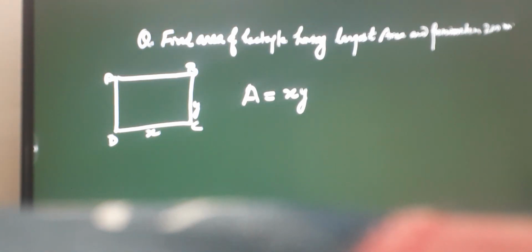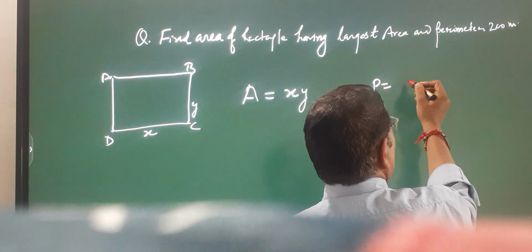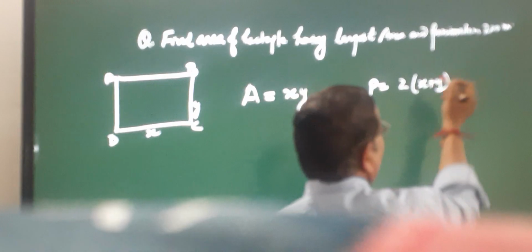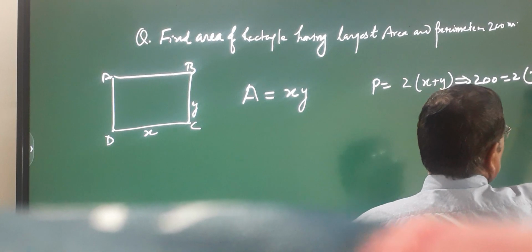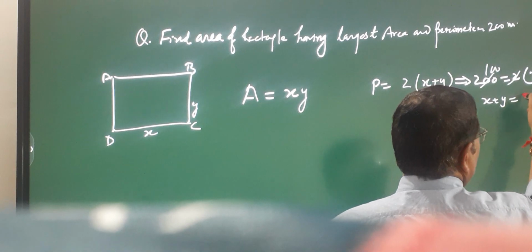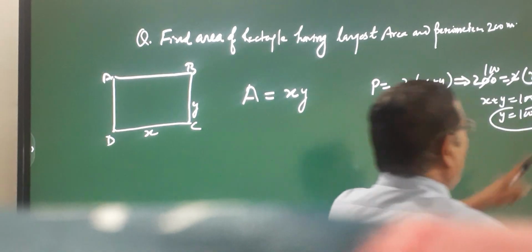What I told you is that to reduce three variables into two, we take the help of the given information, that is, the given parameter. So the perimeter P equals 2x plus 2y, that is 2 times length plus breadth, the perimeter of a rectangle. Here the perimeter is given: 200 equals 2x plus 2y. Cancelling by 2, x plus y equals 100. So y equals 100 minus x, y is now in the form of x.